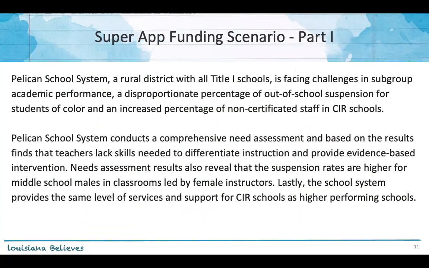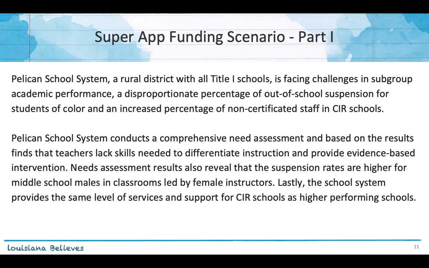Now let's take a look at the scenario. Pelican School System, a rural district that has all Title I schools, is facing challenges in subgroup academic performance, a disproportionate percentage of out-of-school suspensions for students of color, and an increased percentage of non-certificated staff in CIR schools.